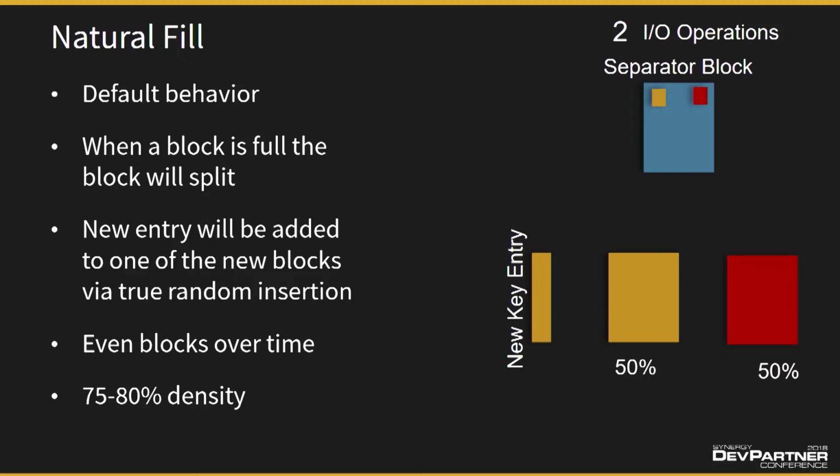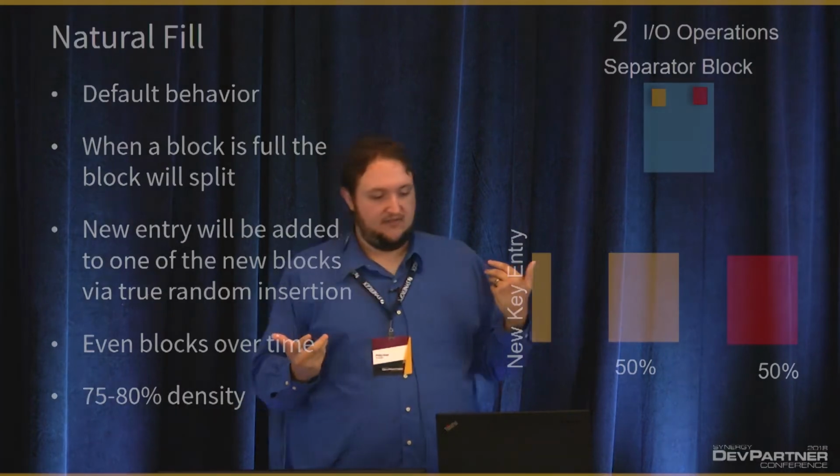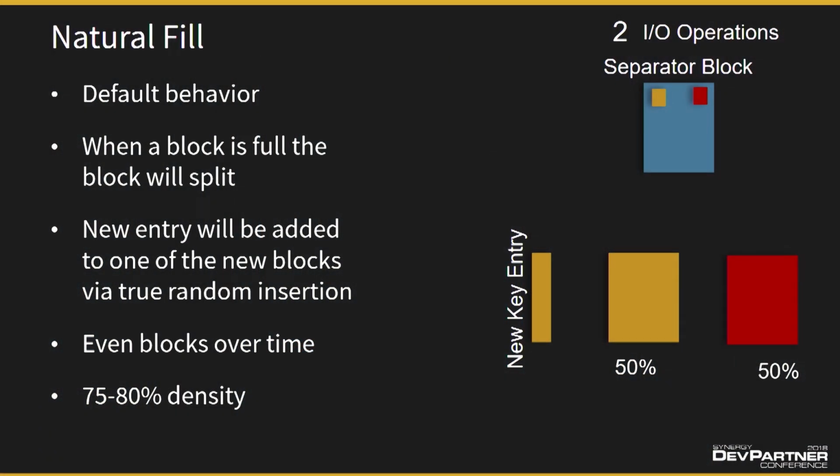One thing to note is that these are branches, and think of the keys as the leaves here. If that separator block then gets full, that can end up splitting all the way down. That's why paying attention to density is very important for your files. After that's done, the new entry is just added. It does a true random insertion, and it ends up evening out eventually, to about 75 to 80% density.